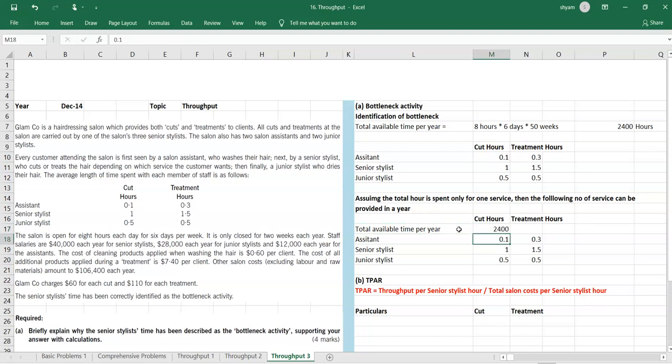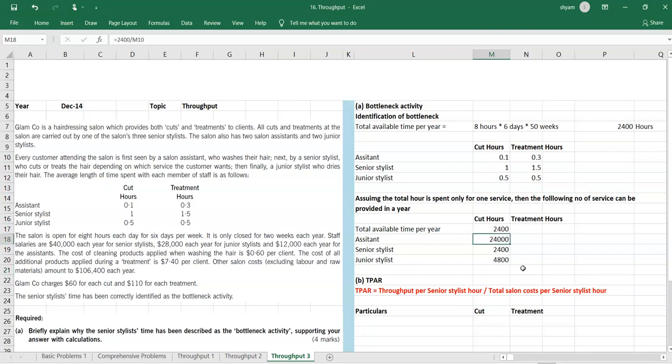So how many treatments could we do? The total amount of treatments that we could do works like this: 2400 divided by this number. So 24,000 cut treatments we can do. In terms of senior stylist, he could do only 2400, and in terms of junior stylist, it's going to be 2400 divided by 0.5, so he could perform 4800. So who is preventing the numbers?